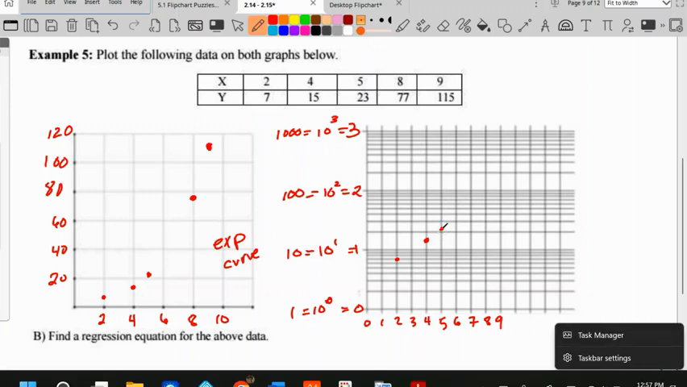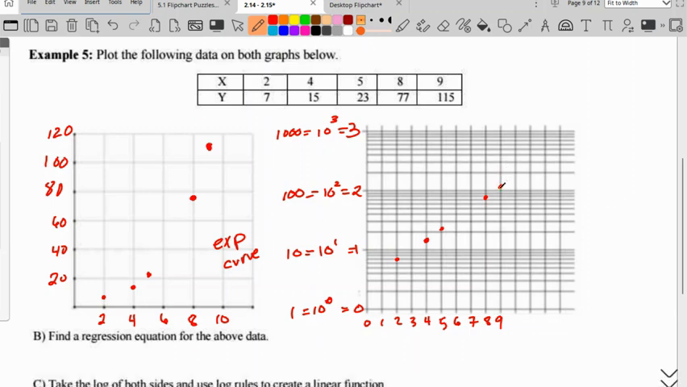Okay. 8 and 77. So I'm going to go up to my 10. So that's 10, 20, 30, 40, 50, 60, 70, and almost to the next line there. And then 9, 115. So I'm going to go up to 100. And these are now counting by hundreds. So 15 is going to be down here at the bottom of that 100. Okay. On the semi-log plot, it looks linear. So linear on semi-log, which means it's exponential on regular.